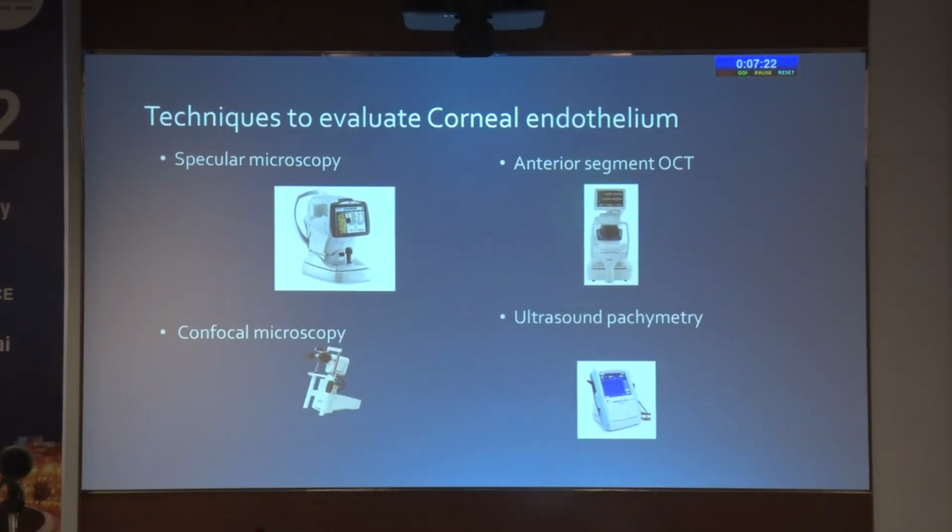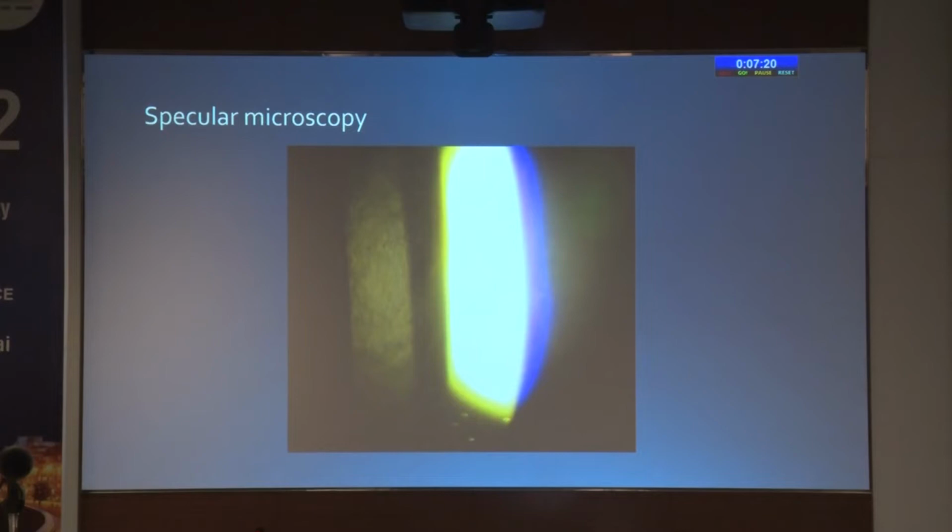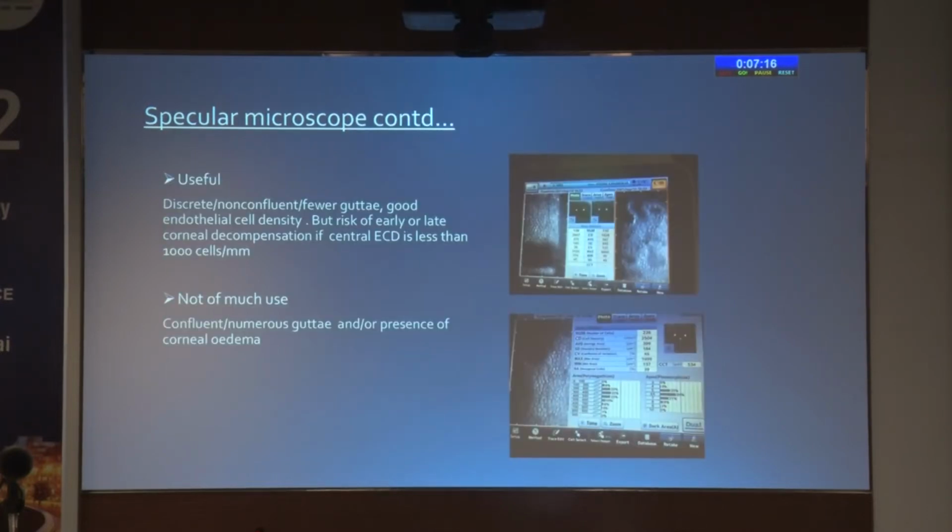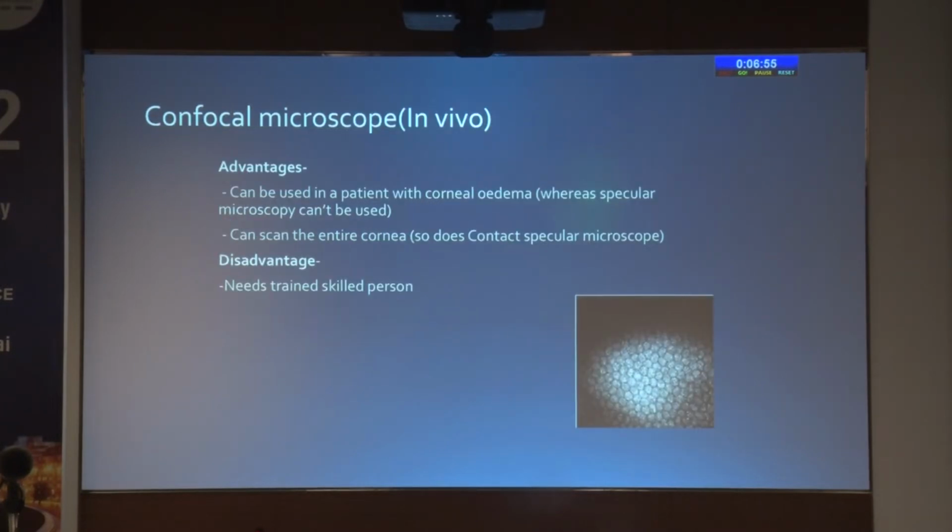There are various techniques to evaluate corneal endothelium. Specular microscopy is useful only in cases where there are fewer non-confluent and discrete guttae. But always keep in mind that early or late corneal decompensation will be there if central endothelial cell density is less than 1000 cells per square millimeter. It is not of much use if there are numerous guttae and in presence of corneal edema.